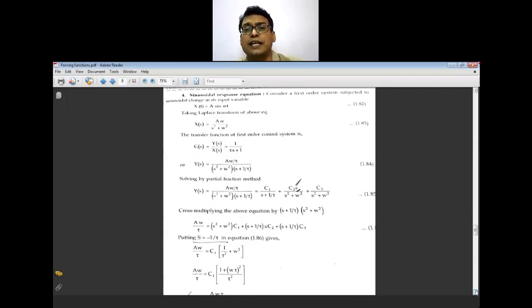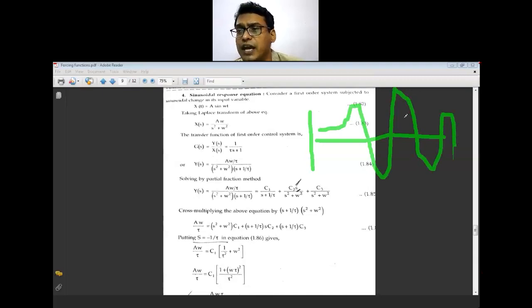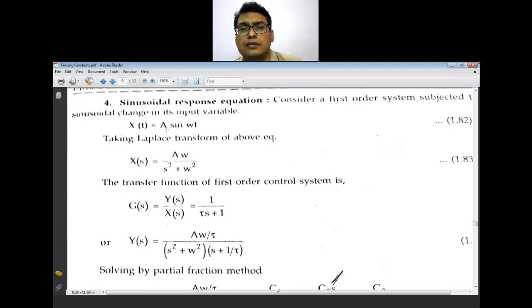Now the fourth stage, that is the sinusoidal response equation. Consider the first order system subjected to a sinusoidal change. We have already discussed what the sinusoidal change is. You will get a constant value, the amplitudes are the same, A is the same. So this is A sine omega t, the input signal. x(t) is equal to A sine omega t.